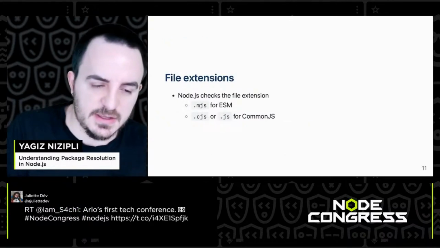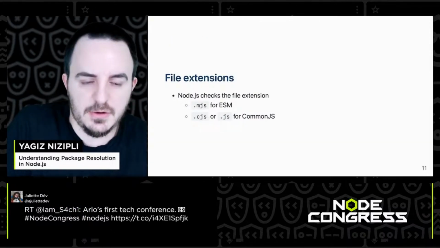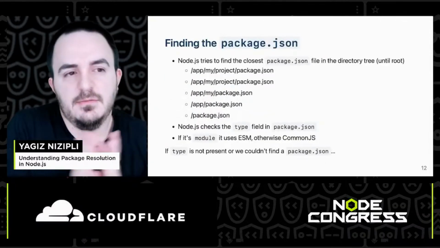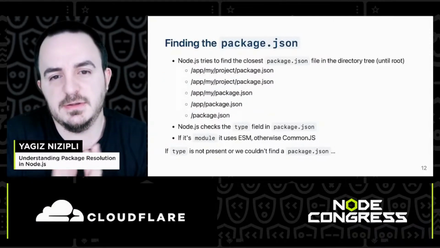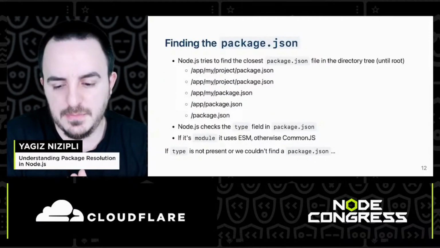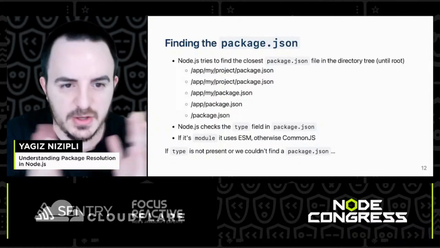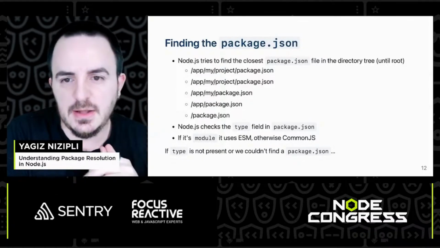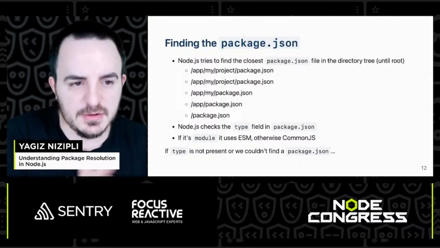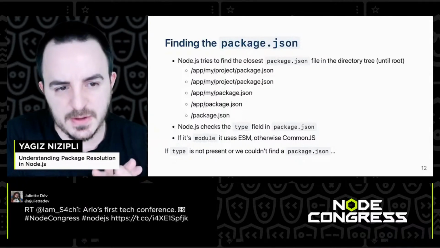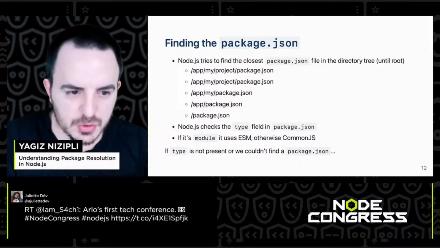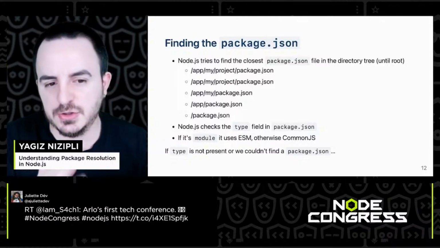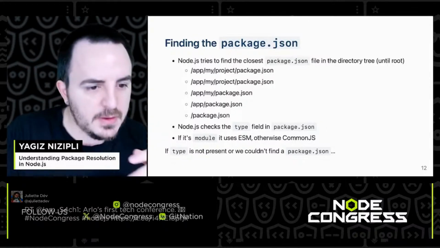If the extension is basically a .js file, then we don't know what it is. Then we need to look for the package.json that we are executing this file in. So we need to know the context. So Node.js tries to find the closest package.json in the directory tree until root. So it checks for app, my project, package.json and so on and so forth until the root. If it's not found, then it's going to assume something else.